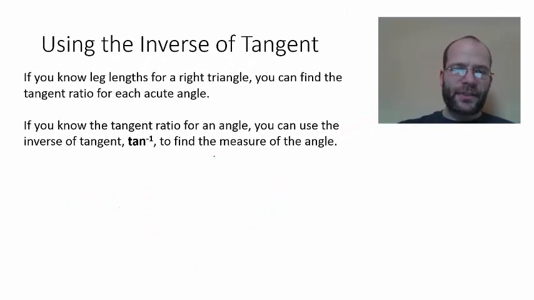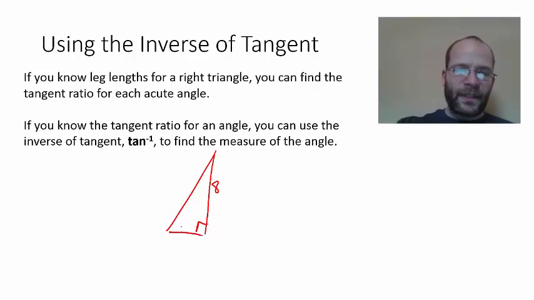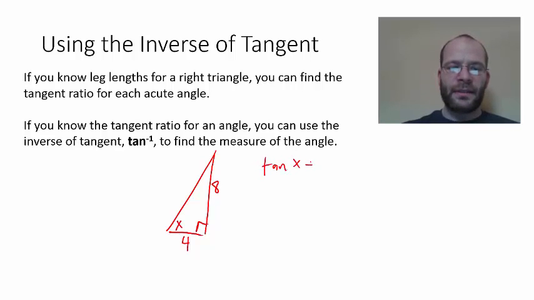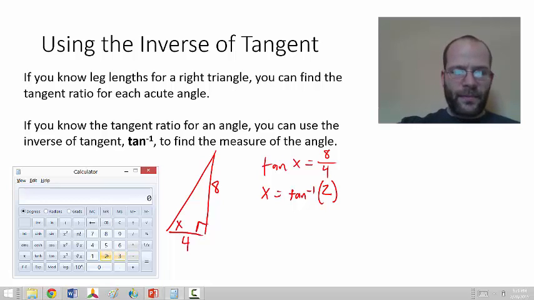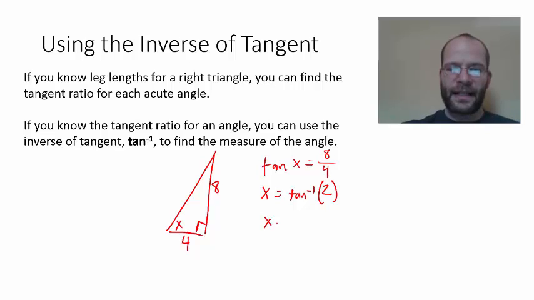Let's look at another problem. I have a right triangle. And let's suppose that this here is 8. And let's just suppose that this is 4. I have a leg of 8 and a leg of 4, and I'm trying to find this angle here. I would write it this way. The tangent of x is equal to opposite 8 over adjacent 4. Therefore, x is equal to the inverse tangent of 8 over 4. 8 over 4, of course, is simply 2, so I'll write it that way, 2. And we go to our calculator. We put in the 2, and we run the inverse of tangent, and we have 63.4. So x is approximately 63.4 degrees.